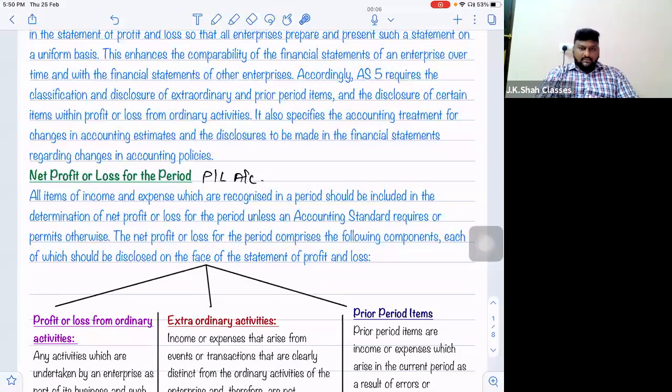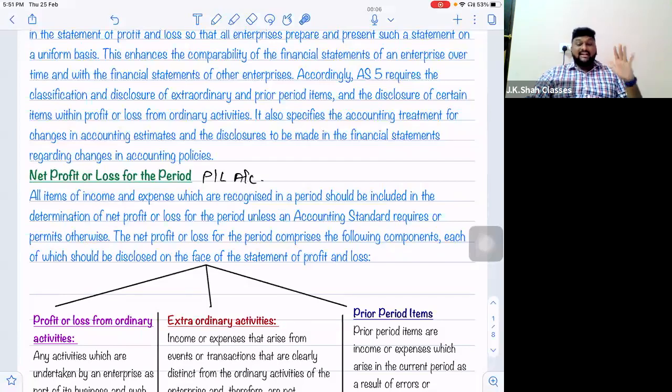Yes, Dikshit. Sir, I didn't understand the objectives of accounting standards. What did you not understand, sir? I understand profit and loss for the period, but I didn't understand the objectives. So the objective of this standard is how to prepare the P&L account. Means how to show the items in the profit and loss account, whether a separate disclosure is required, or you can combine items and show them, or how to present these items.